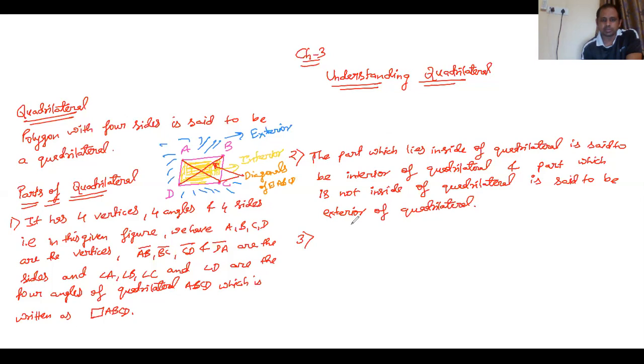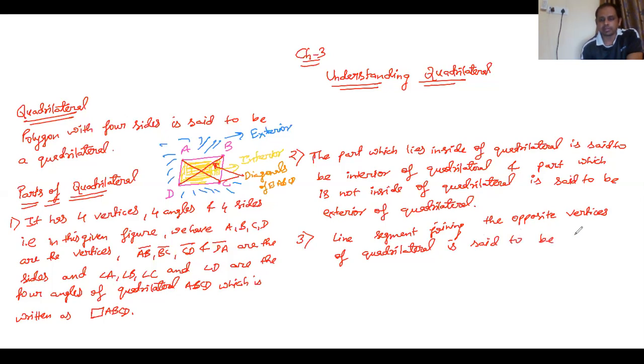That means the line segment joining the opposite vertices of a quadrilateral is said to be a diagonal of the quadrilateral.